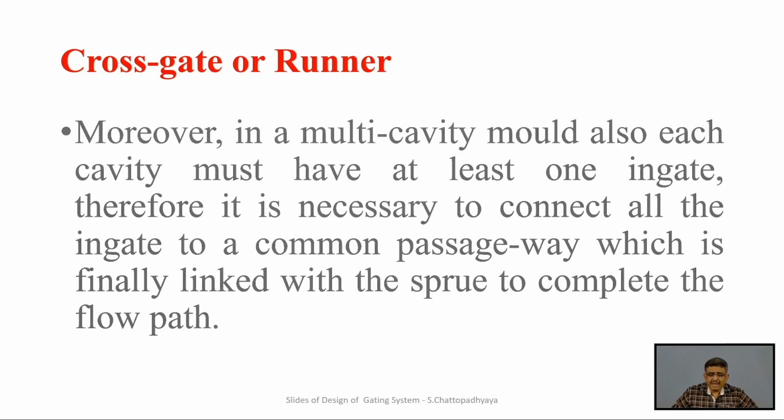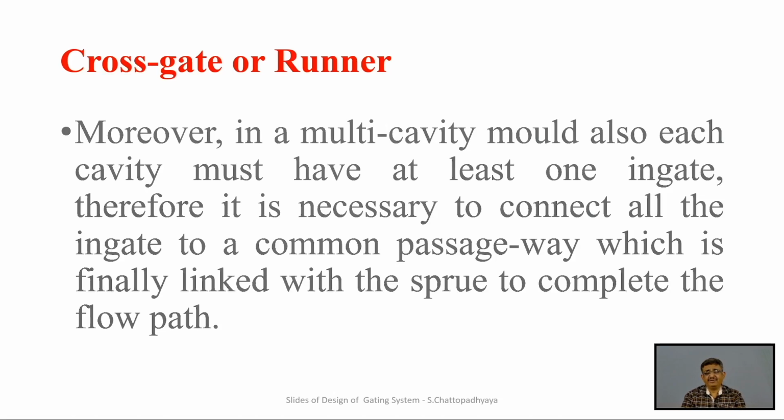And another utility of the cross gate or the runner is that in a multi-cavity mold, each cavity must have at least one ingate. In many castings you have multiple cavities, so each one should have one ingate, and it is necessary to fill concurrently from a common passageway of molten metal, which is finally linked with the sprue to complete the flow path. The flow path up to the sprue and all those passageways is the same, but it is strictly divided into cavity-specific ingates, concurrently filling, so that there should not be any short casting.